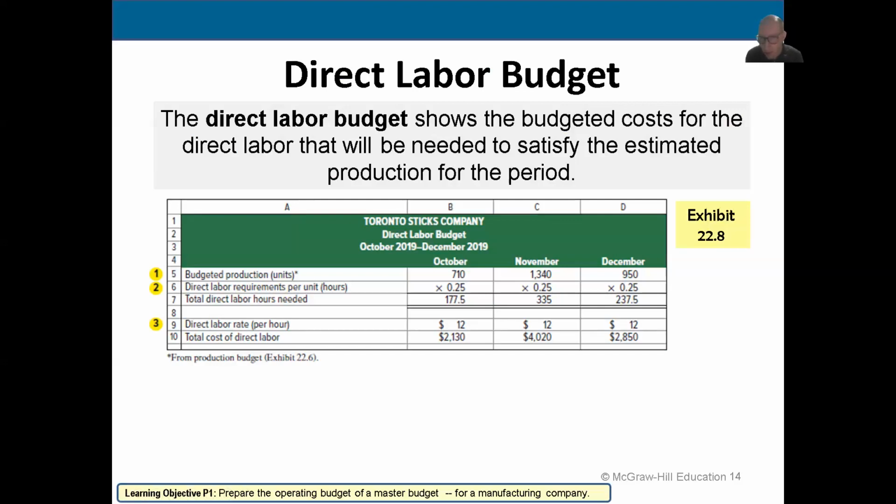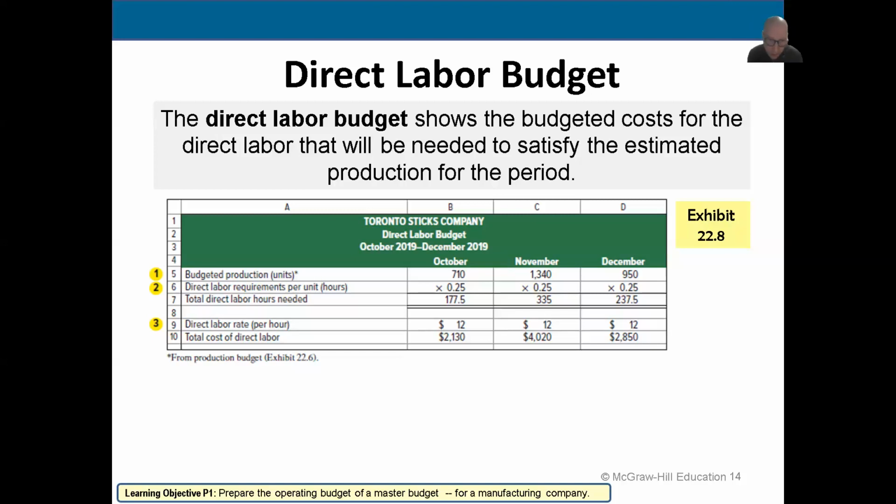For labor, it's a similar process. We know how many hockey sticks we need to make for the month. We know how much labor is required to make each hockey stick. It's 25 minutes out of the hour, so 0.25 over 60. So 710 units I need to make times 0.25 hours equals 177.5 hours for the month.